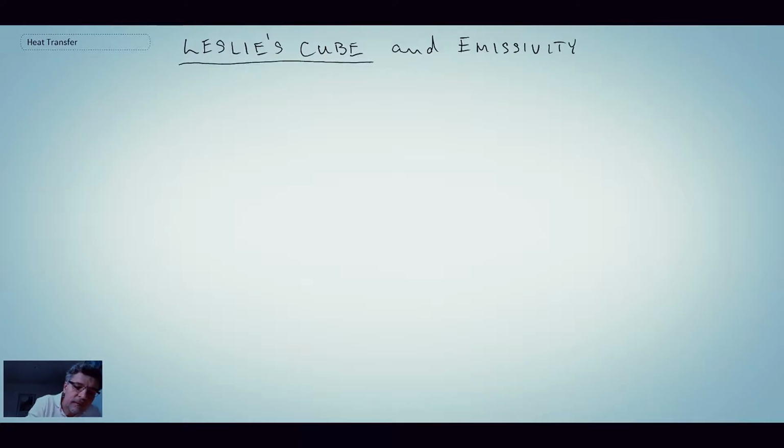What we're now going to talk about is a device that enables us to examine the emissivity of different surface finishes, and it is referred to as Leslie's cube. This is a device that was devised by a fellow named John Leslie in 1804.